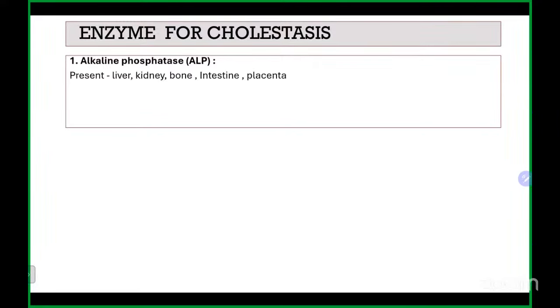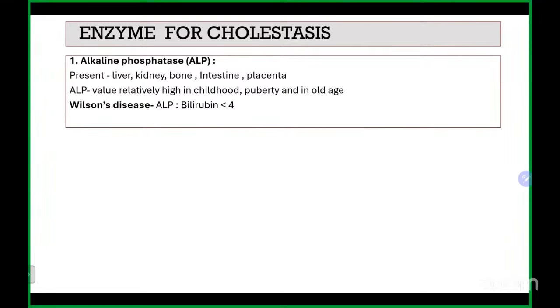So we all know the enzymes for cholestasis are alkaline phosphatase and GGT. Alkaline phosphatase is a non-specific enzyme because it is present in multiple other places; kidney, bone, intestines can all have ALP. So it can even be high in newborns because of metabolic bone disease. Bone problems and kidney problems can also raise ALP levels. So it is relatively non-specific for cholestasis.